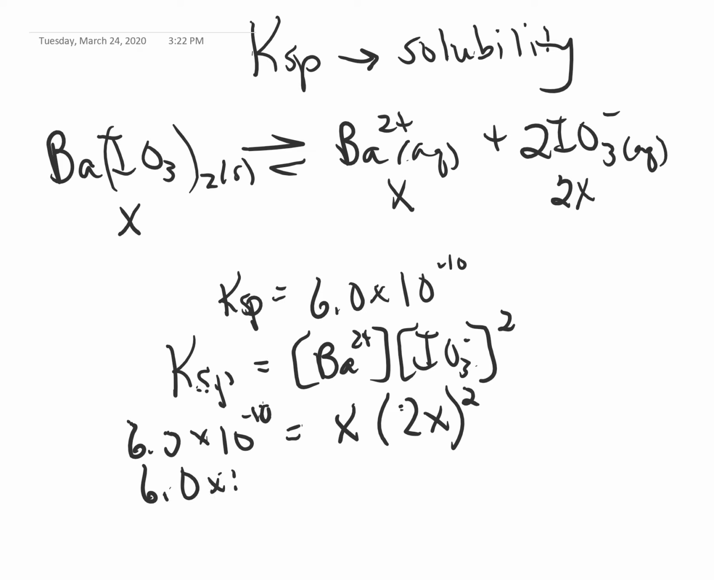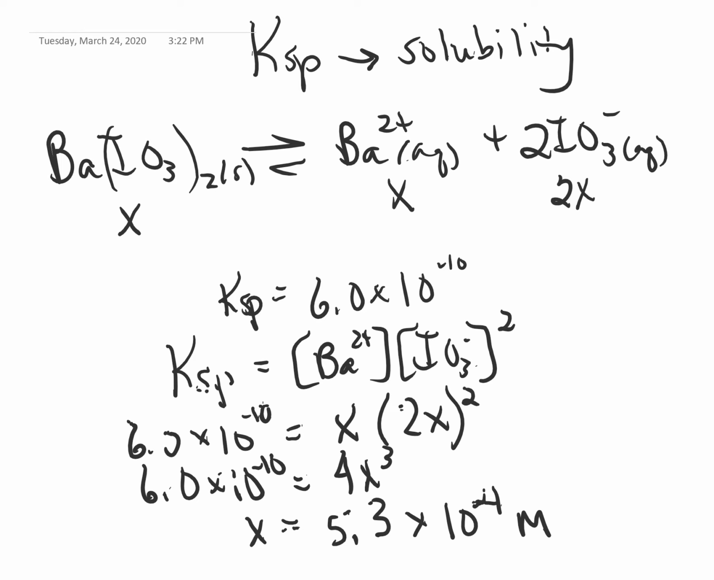So 6.0 times 10 to the minus 10th is equal to, so 2x squared would be 4x squared, times another x is 4x cubed. So I'm going to take 6 times 10 to the negative 10th divided by 4, and then I'm going to do the cube root. So I'm taking it to the 1/3 power. And I got 5.3 times 10 to the negative 4th molar.